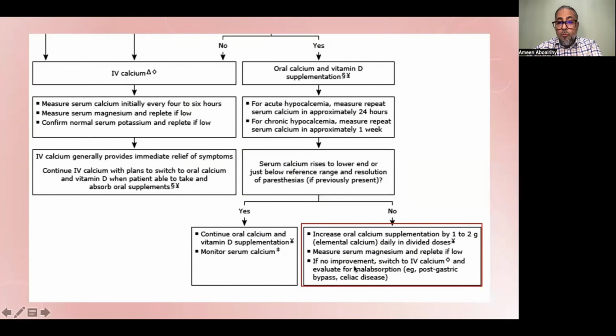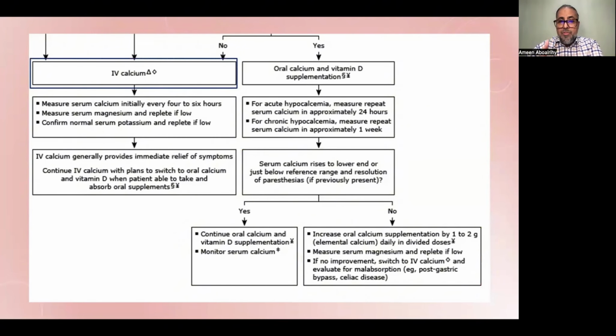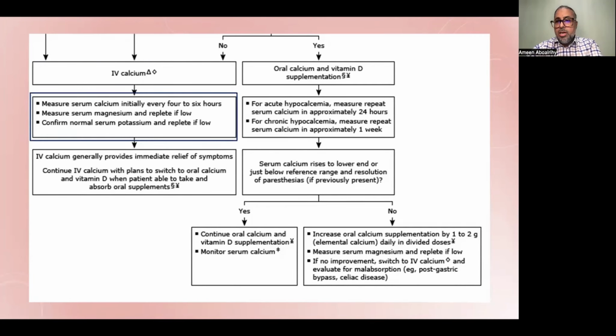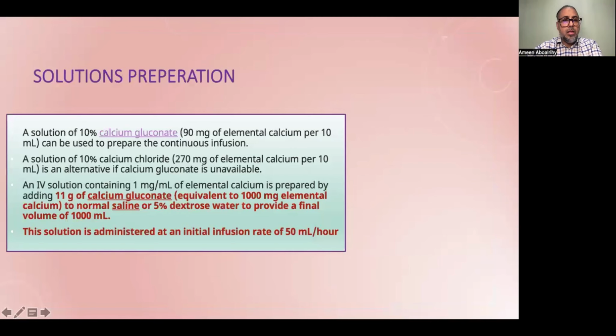If there is no improvement, you switch to IV calcium. But for those patients who have life-threatening conditions or a calcium level below 1.9, you could consider IV calcium. When you give IV calcium, you check more frequently, like every 4 to 6 hours, and you check magnesium as well. We'll talk about this.